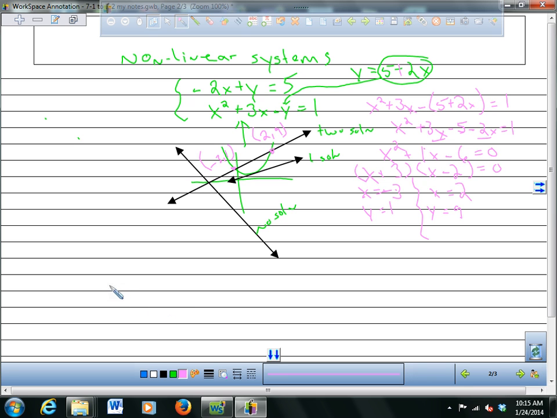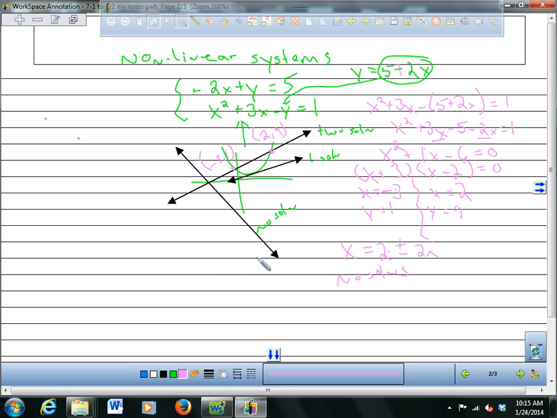Questions? The other thing, say you were to solve this and you plug into the quadratic formula and you get x equals 2 plus or minus 2i. What does that mean? What does that mean if you end up solving it algebraically and you get something like that? No solution, okay? That means no solutions. The curve and the line don't meet anywhere.